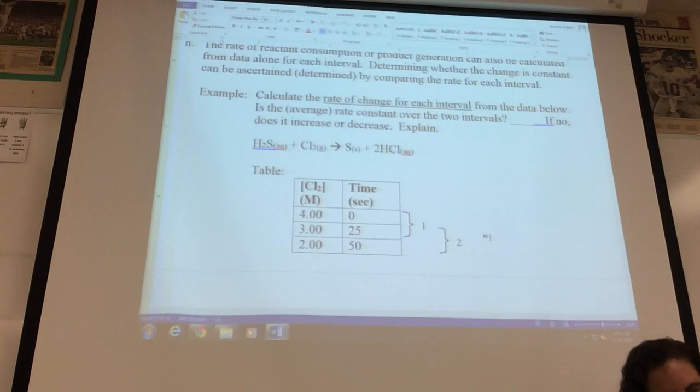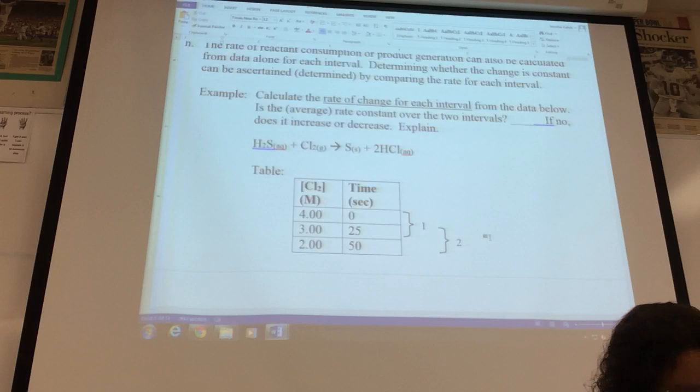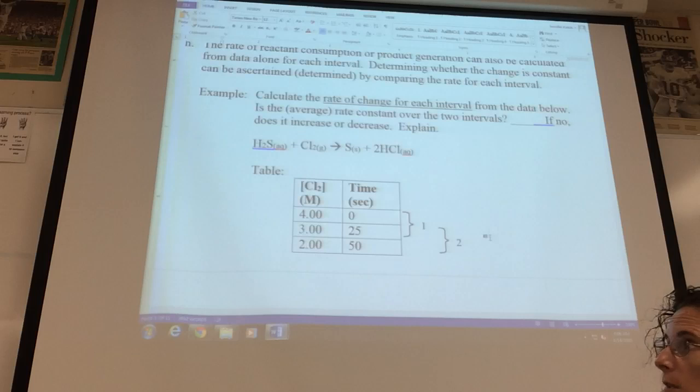So what we want to do very simply is to calculate the rate at which chlorine is consumed. And we're going to do this from the data alone. So you also want to be looking at your data here.